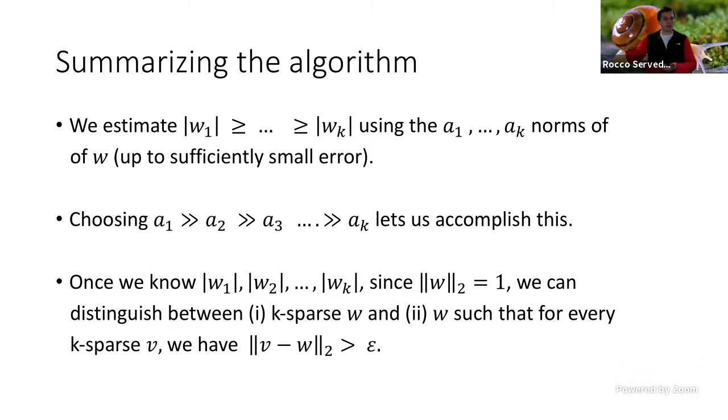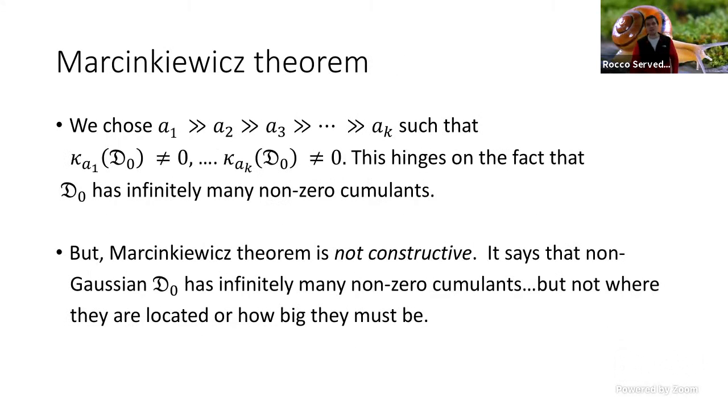I think it should be clear also that this is enough information to let us do tolerant testing or distance estimation. We just see how much of the sum of the squares is left after we've taken out these k largest elements. Okay, good. So hopefully that made sense.